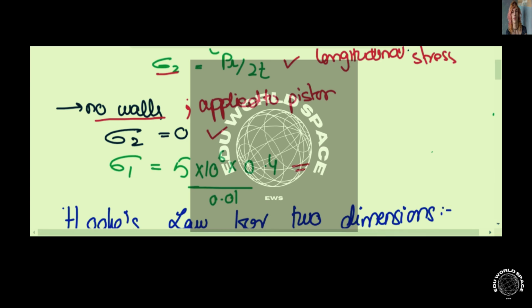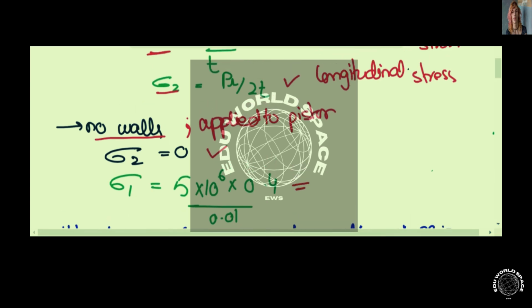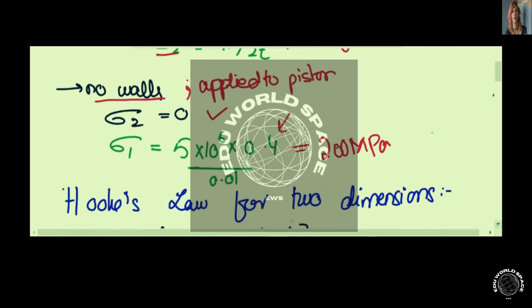So you can find it out by plugging in the values over here and calculating them. So that is equal to 200 megapascals. Now, since we have the value of sigma sub 1, we are going to use Hooke's law for two dimensions, and we can find the elongation that the radius undergoes.